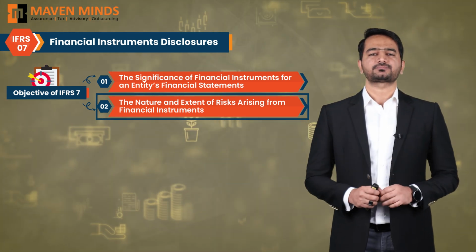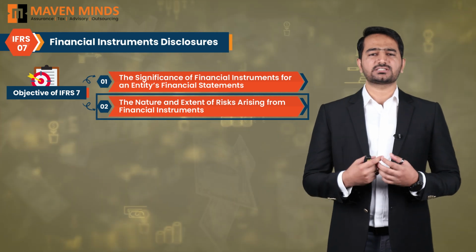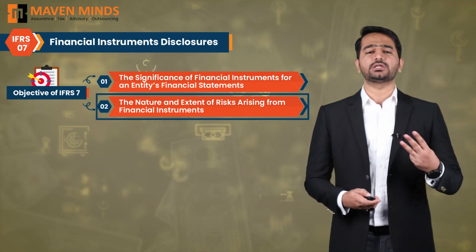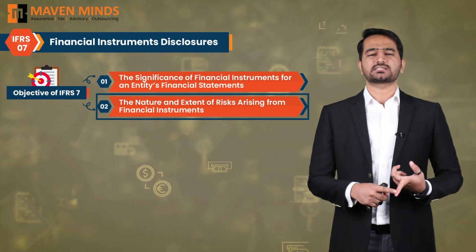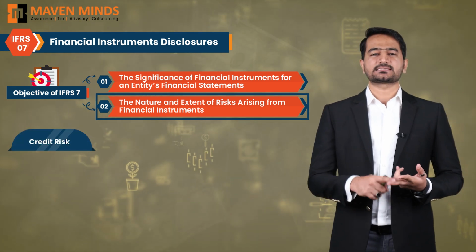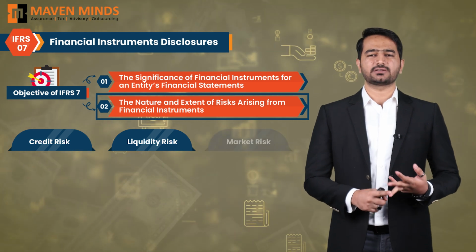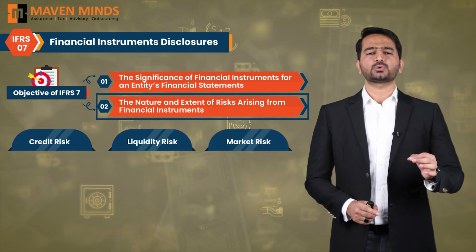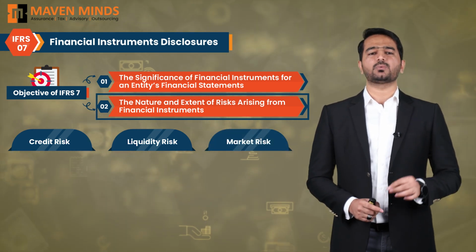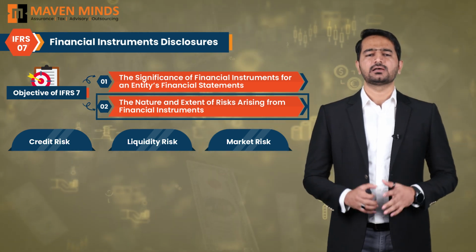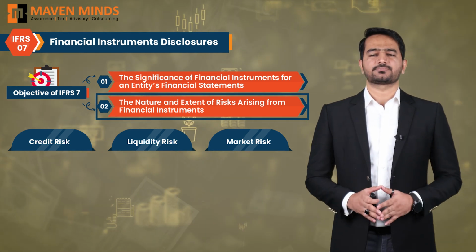Listen carefully. When it comes to financial instruments, there are 3 main types of risks that you need to disclose. First is credit risk, the second is liquidity risk, and the third is market risk. We will go through each of these risks one by one and I will explain them in simple terms. Let's start with credit risk.